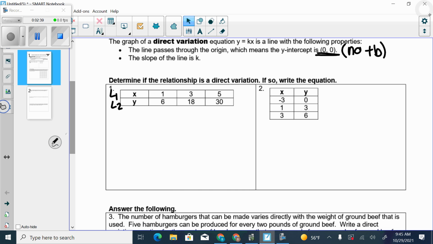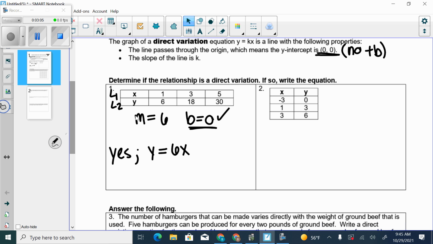So I'm back over here. We got that our m or our a or our k was 6 and that b is 0. This is the part that's important. So the equation of this line would just be y equals 6x. So this one does show direct variation. So yes, and there's the equation of our line.